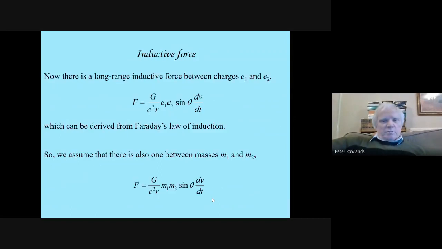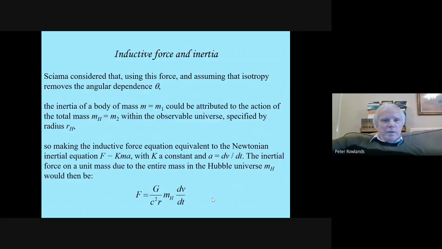So there's a long-range inductive force between charges from electromagnetic theory, which we derive from Faraday's law of induction, F equals G over c squared, and then E1, E2 sine theta dV/dt. And we could do exactly the same thing with masses and create a completely parallel equation below, with masses replacing the charges. Now, Sciama thought that if we use this force, and if we assume isotropy removes the angular dependence, then the inertia of a body of mass m, say m equals m1, could be attributed to the action of the total mass within the observable universe, the universe within our event horizon, which will be specified by the Hubble radius.